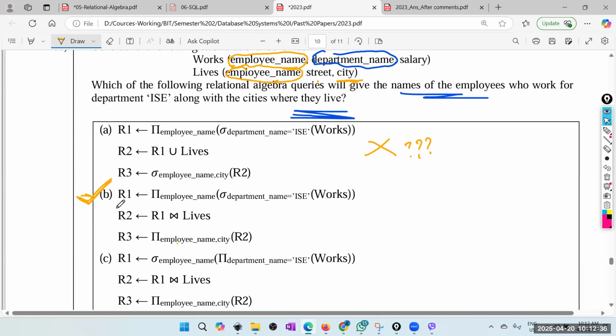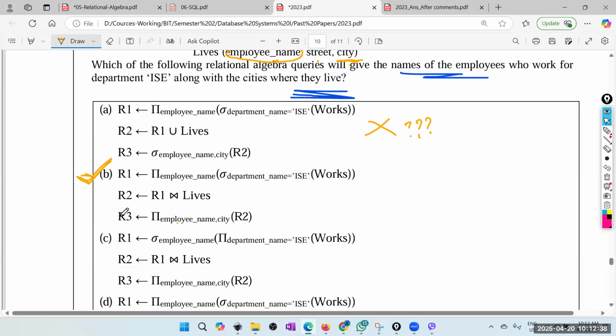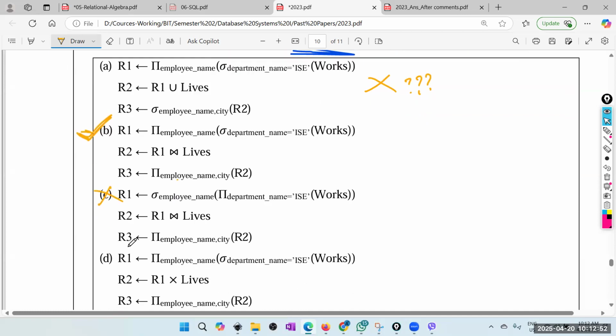We'll see. What about this? From the works table, you filter out the employees, but this is 5. You can't write like this. So therefore, I will not take this. So department name is ISC. You take only employee name, fine.